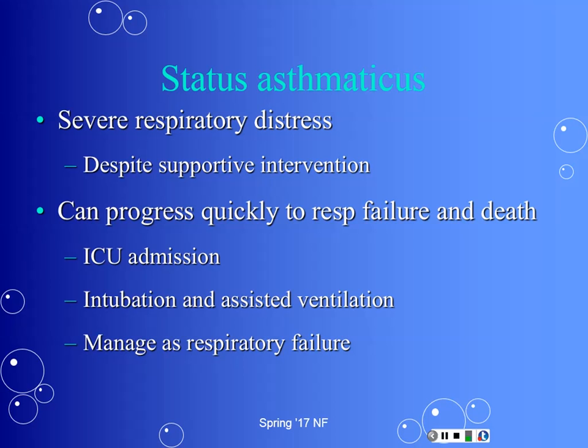So if your kid is continuing to have problems, if they need more than 40% oxygen, those kids are going to go up to the ICU to have their asthma managed. Okay, they may need to be put on terbutaline, they may need a magnesium drip, things like that. Depending on the severity, they may intubate them to allow their lungs to rest a little bit. And they're going to manage that as respiratory failure.